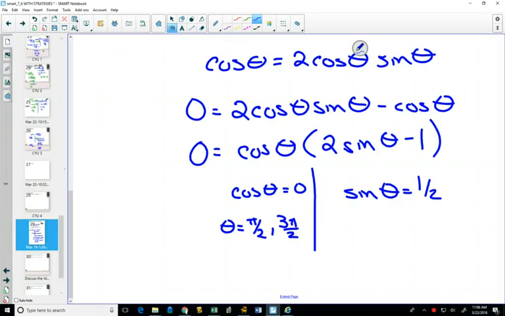And when is sine theta equal to a half? At pi over 6 in quadrant 1. And 5 pi over 6 in quadrant 2.